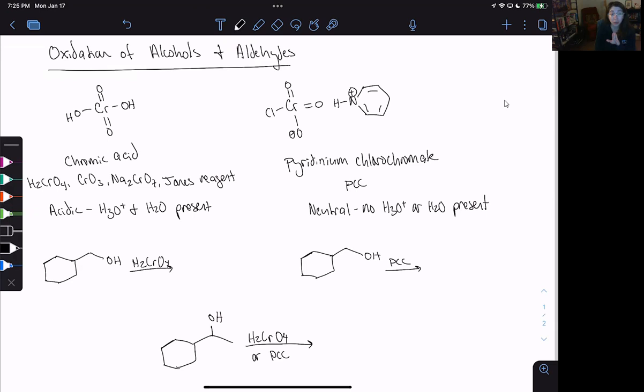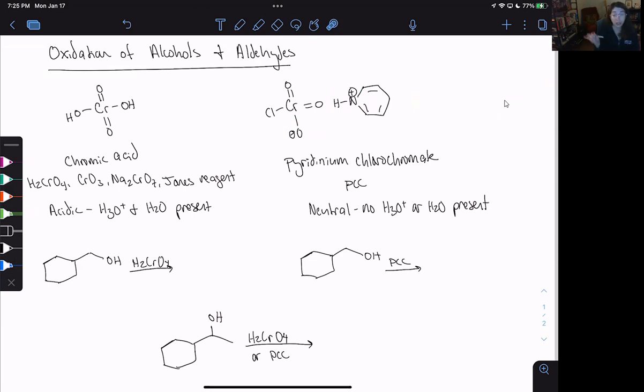The pyridinium chlorochromate, it's pretty much one thing. It will show up as PCC. That's what you'll see it as. It is neutral, does not have water or acid present. That's the point of the pyridine, is essentially this is acting as a base to scoop up anything that is acidic. So you see that this is negative, this is positive. We just have an acid base. It's essentially just a salt here, right?